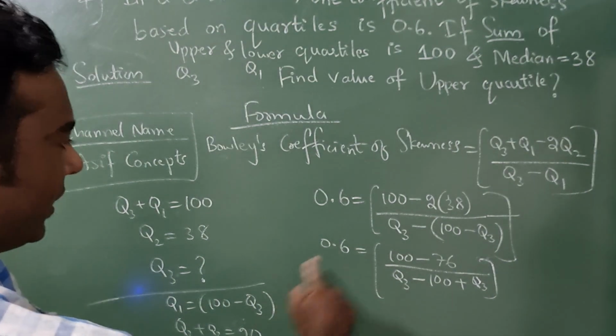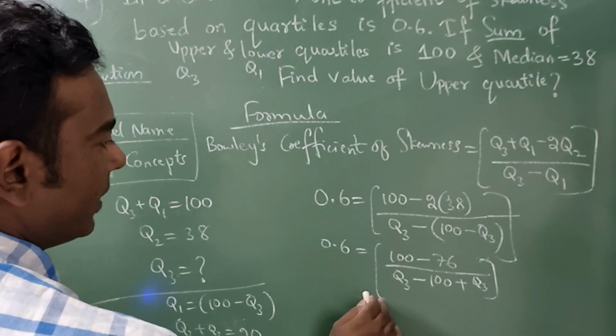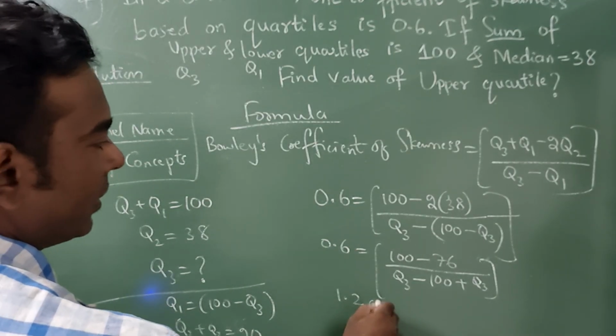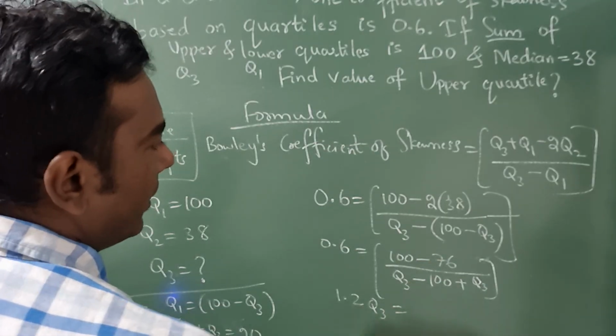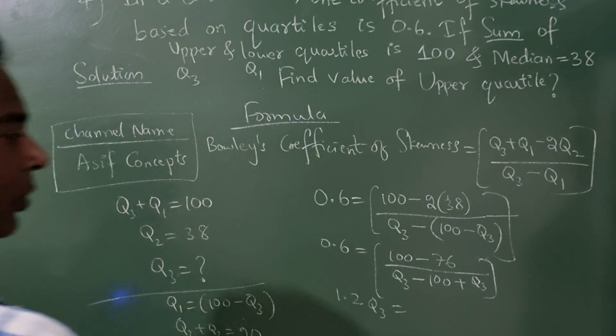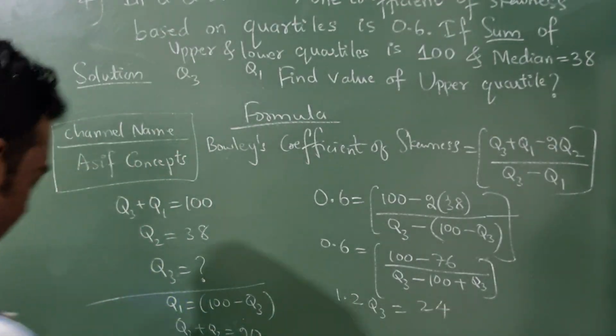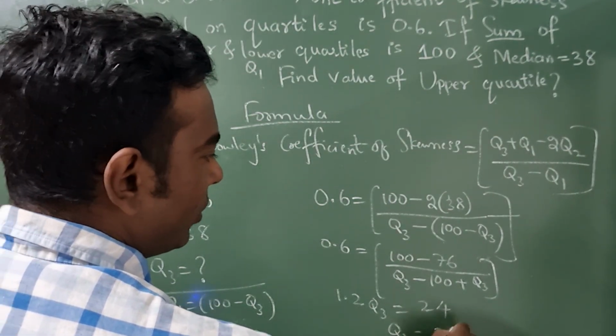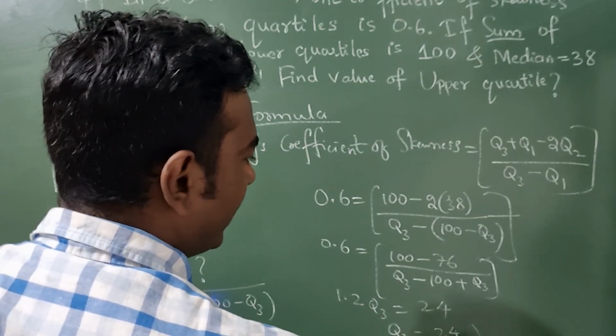So I am going to cross multiply. So how much it will become? 1.2. If you multiply this, right here Q3. So 100 minus 76 will become 24. Fine. Now Q3 is equal to 24 divided by 1.2.